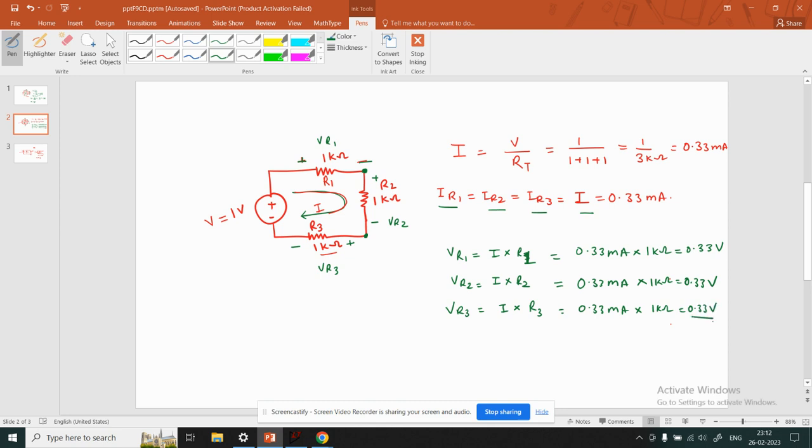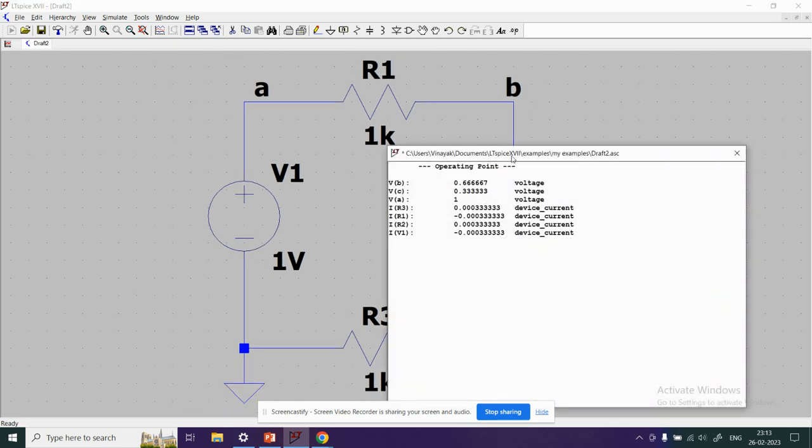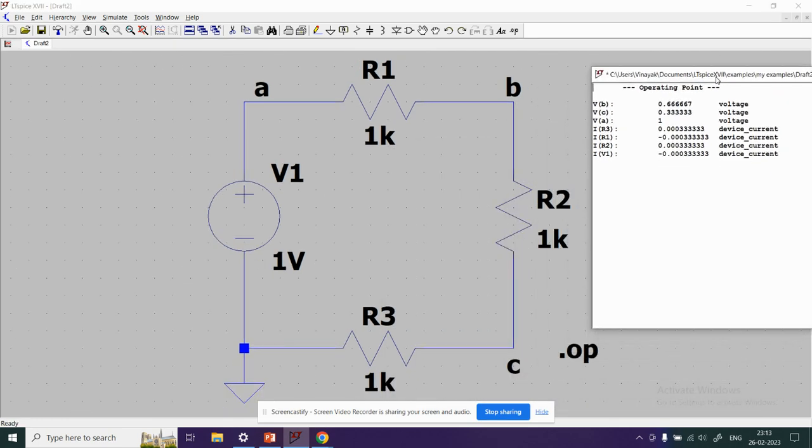So let's see if this calculation matches with our simulated results. We come back to the screen and we are done with the implementation. We click the run symbol, and here are our results. So we see here VB is the node voltage, the voltage at node B right over here, which we see in the schematic is 0.66 volt.